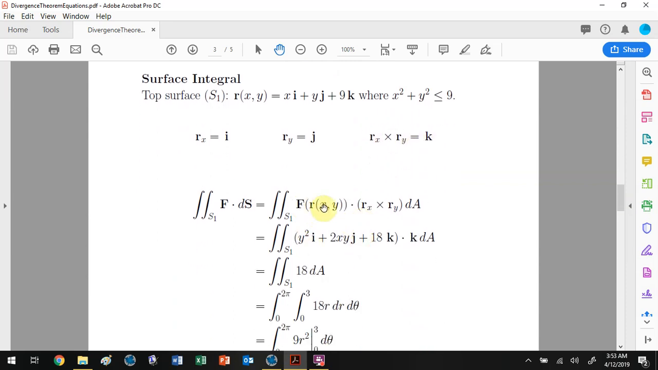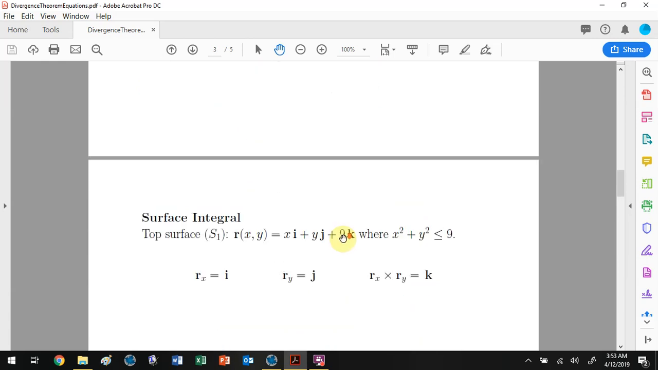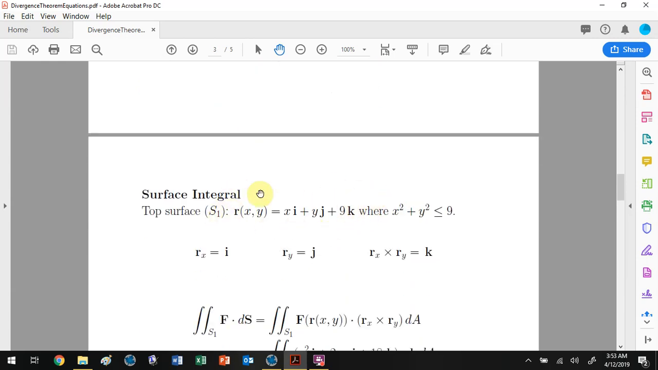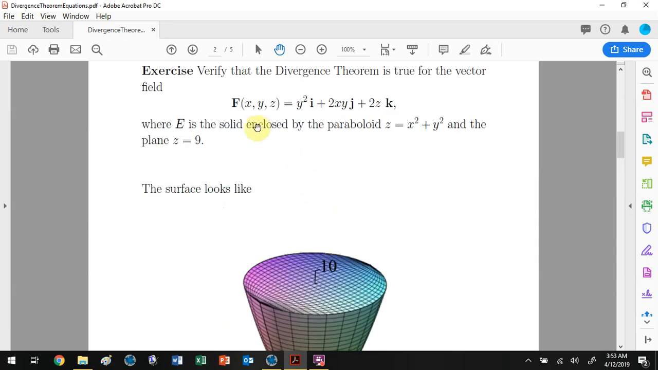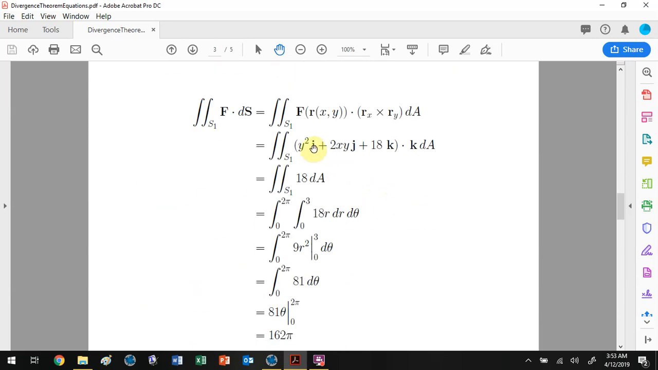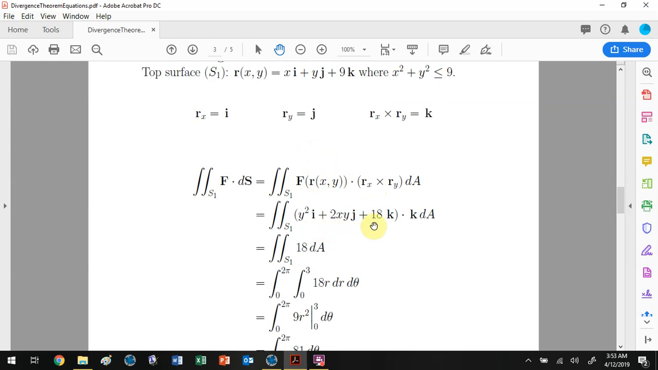So when we plug all this in, we get F of r of x, y. That's putting this surface into this function up here. So you can see the only thing we really need to plug in is what z is, which is 9, which gives us this vector field here. So the y squared plus the 2xy plus the 18k, dot the k here, that's the r_x cross r_y. So when you do a dot product, you multiply component-wise and add. So the y squared and the 2xy both multiply with a 0 because there's only a k component here, and you get 18 times 1. So you get 18 dA on this surface.